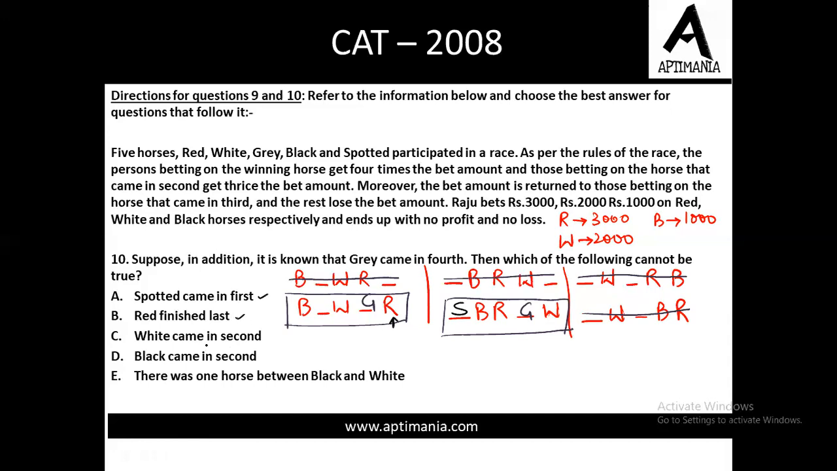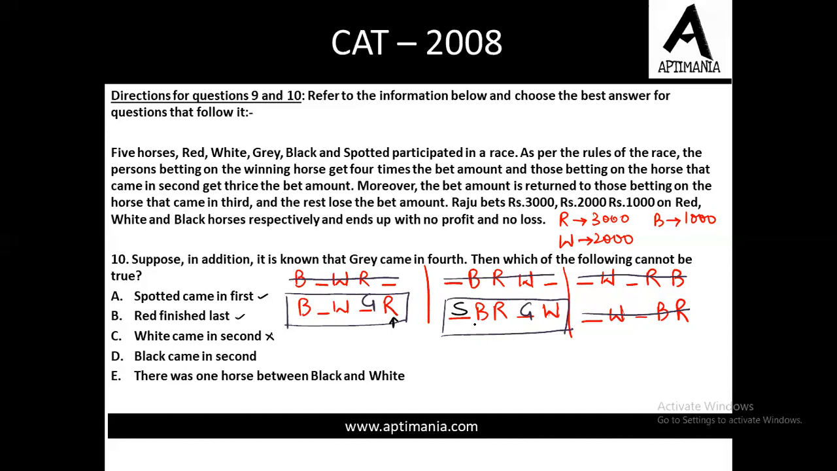Right. White came in second. Right. So in case if we are observing both the situations, यहाँ पे white has already occupied the third position. So white cannot be on the second. यहाँ पे the second position is already filled. So white cannot be on the second. So this seems to be false. Let's take the other two as well.